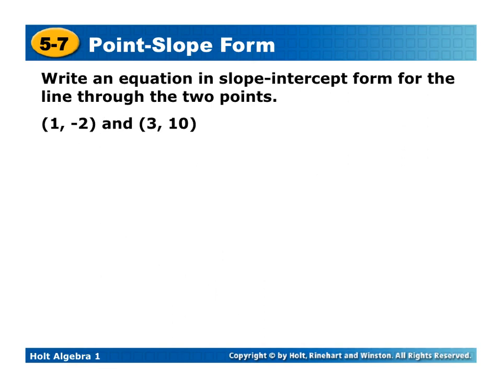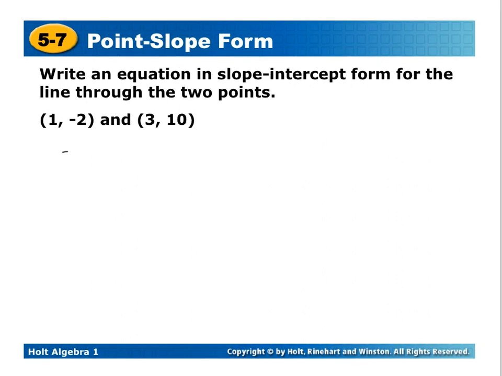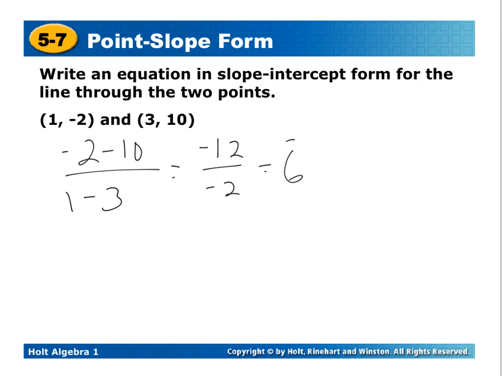Alright, so here's one more example. Why don't you go ahead and pause the video, try this one out, and then just make sure that you're checking in with me in case you have any questions. Alright, so first we're going to find our slope. So we have -2 minus 10 over 1 minus 3. So this becomes -12 over -2, or +6.